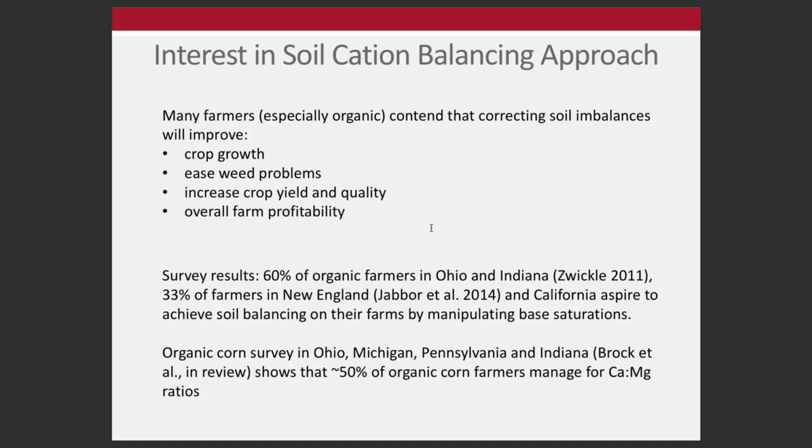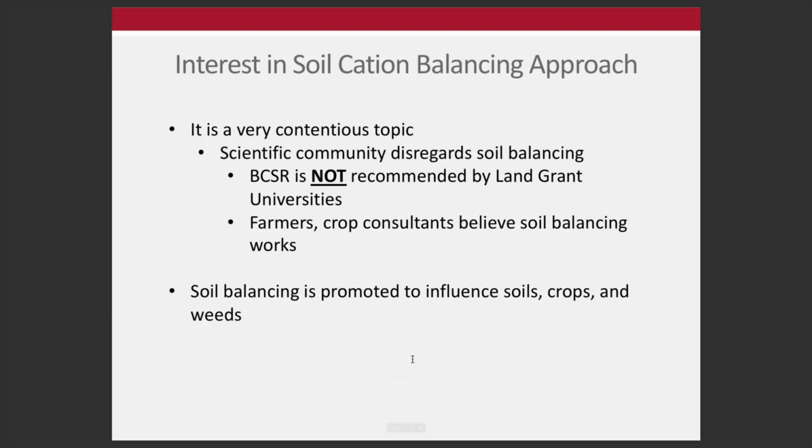And then more recently, a project that I've been part of did a large comprehensive 4-state survey of organic corn farmers, and found that actually over half of them actively manage calcium and magnesium ratios. Okay. But here's the conundrum. In soil science, this is a very contentious topic. The scientific community disregards this. It's not recommended by any land-grant university. But farmers and crop consultants still believe this works, okay?